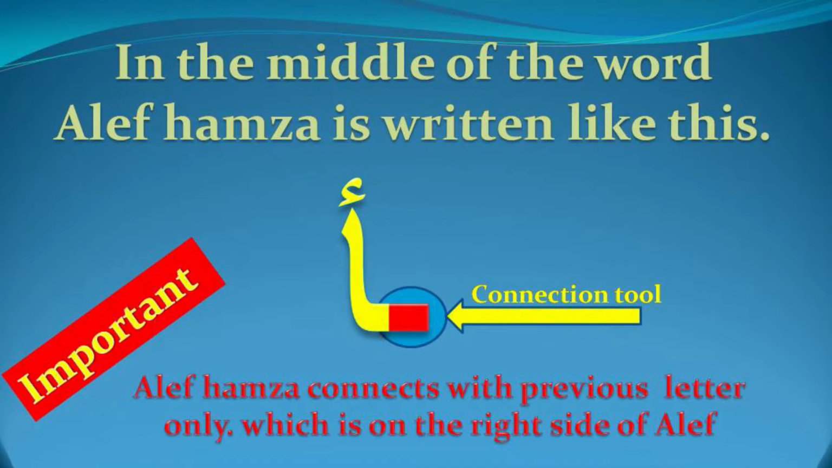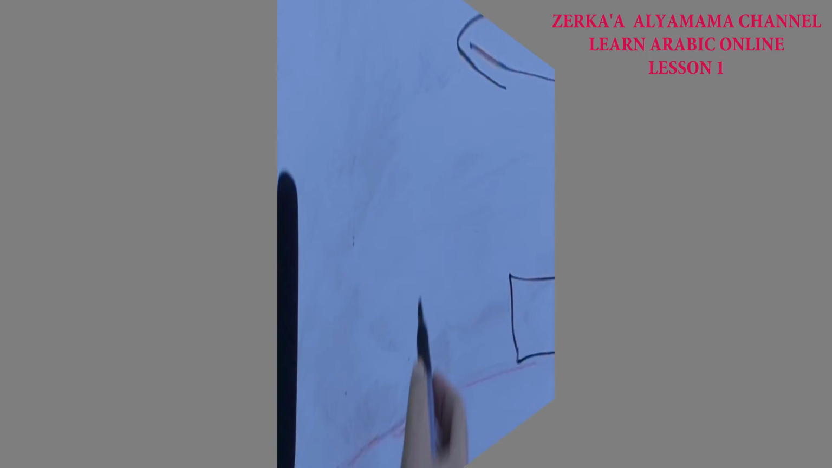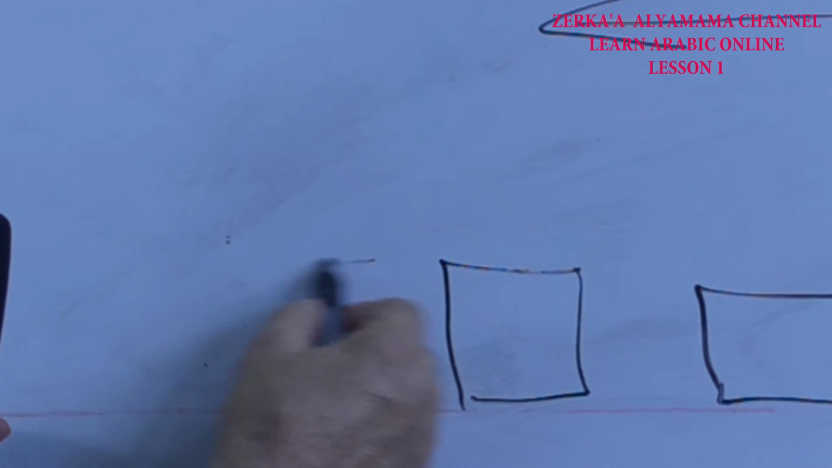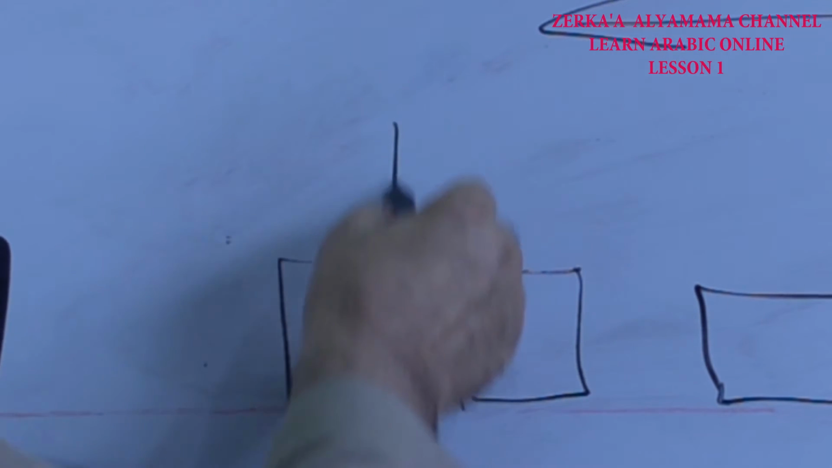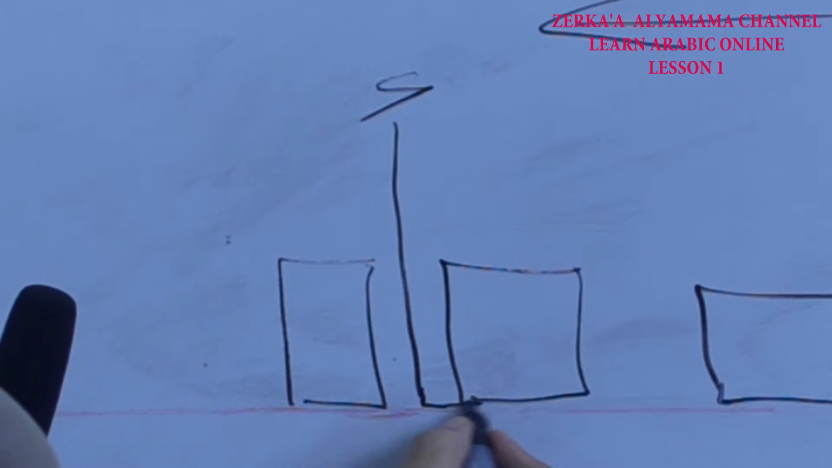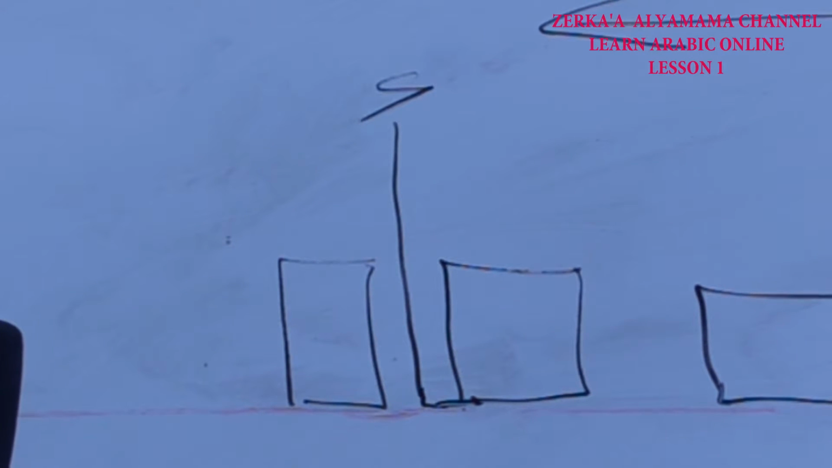In the middle of the word, Alif Hamza is written like this. Note, we have a connection tool here to connect with the previous letter on the right side. Important, Alif Hamza connects with the previous letter only, which is on the right side of the Alif. Let us suppose this is a word composed of two blocks and the Alif is in the middle, it connects with the previous letter on the right side.